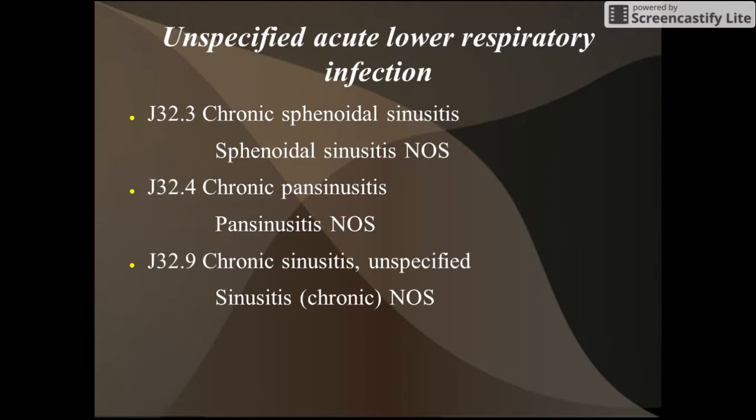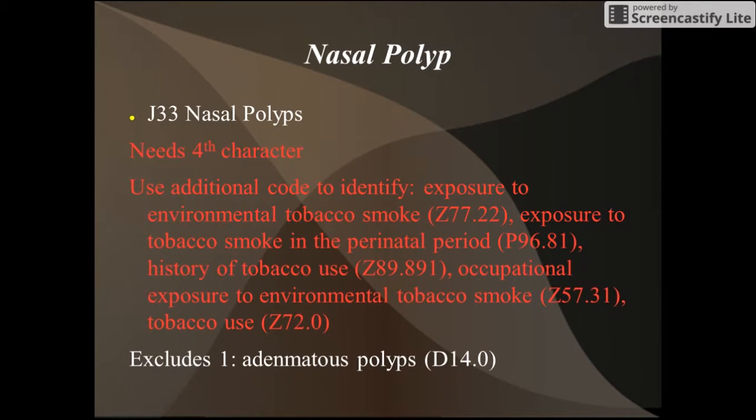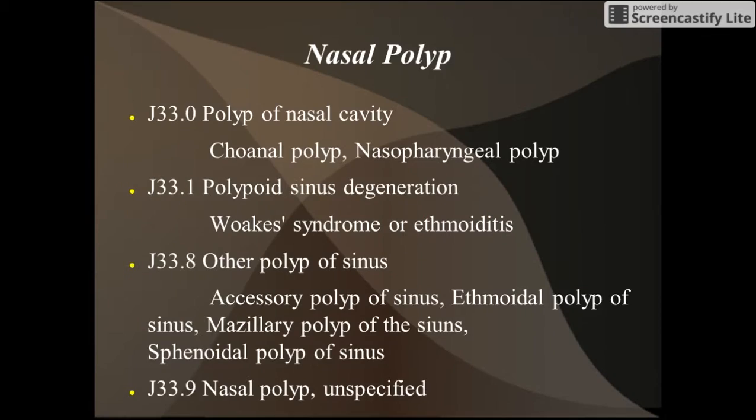And again, everything ending in 0.9 in ICD-10, as a general rule, is that diagnosis unspecified, as is the case here. J32.9, chronic sinusitis, unspecified. J33 is nasal polyps. You need a fourth character and again an additional code to identify exposure to tobacco smoke. So J33.0 is polyp of nasal cavity. J33.1, polypoid sinus degeneration. J33.8, other polyp of sinus. And J33.9, nasal polyp, unspecified.